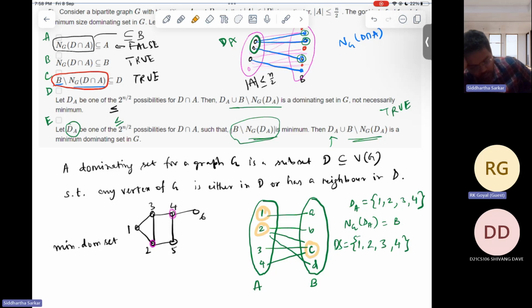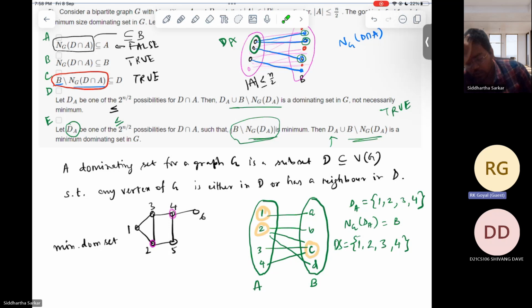But how about 1, 2, and C? Is this a dominating set? One, two, and then C? Okay. So if I take one, two, so one and then two.